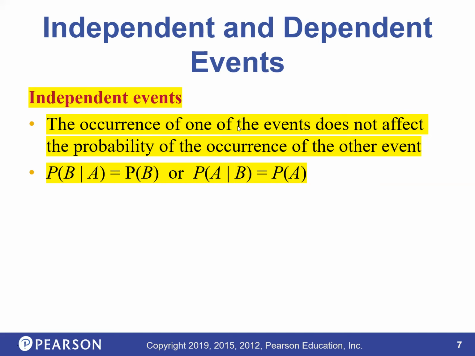The occurrence of one event does not affect the probability of the occurrence of the next event. So the probability that B is going to happen given that A occurred is still the same as the probability of B happening without A happening in the first place. Those are independent events. Going the other way, we're trying to figure out the probability of A, given that B has already occurred, and it doesn't affect the probability of A by itself. So let's talk about things like that.